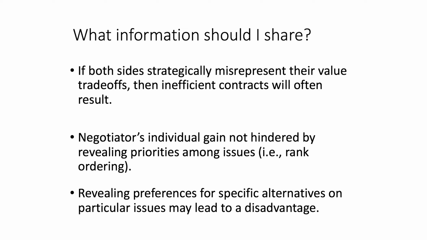Negotiators' individual gain is not hindered by revealing priority among issues, so saying this is the most important thing to me or this is not important to me. But revealing preferences for specific alternatives on a particular issue may lead to a disadvantage. So you might not want to reveal right away that I want Atlanta or I want option A, but you could say option A is really important, or job assignment is very important to me. Right? So there's a subtle difference there.